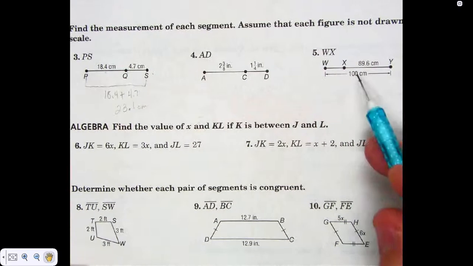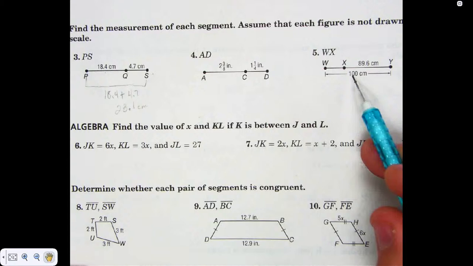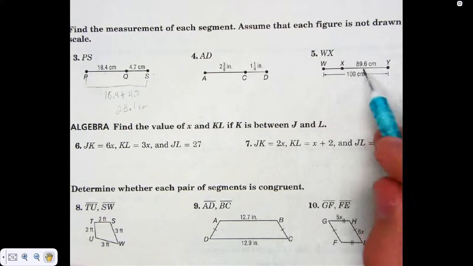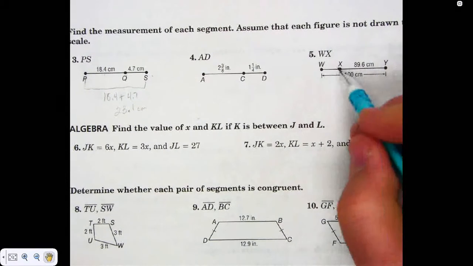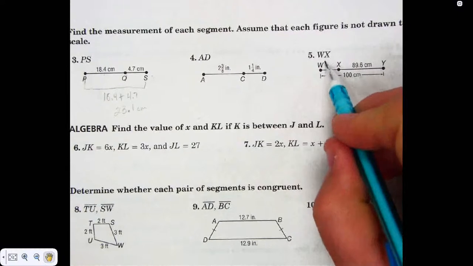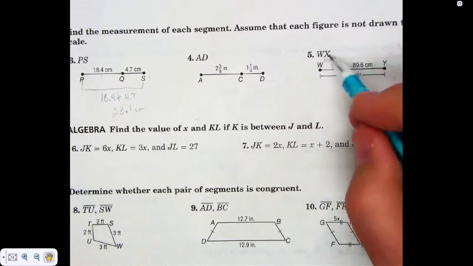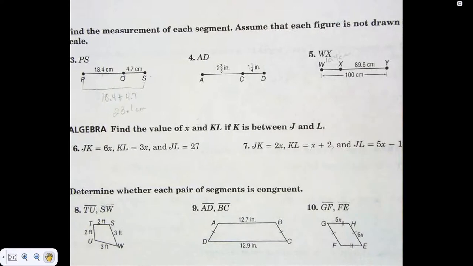This one over here, number 5, what are you going to have to do? Subtract. The whole thing's 100. XY uses 89.6 out of it, so whatever's left out of 100, which would be 10.4 centimeters.